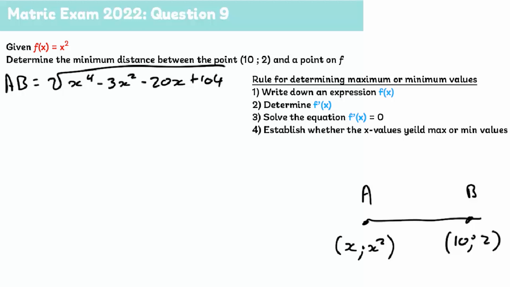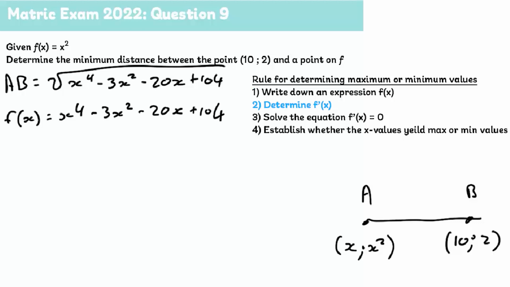These are two different functions. But just to be consistent with what's in the book, I carry on using f(x), which then represents the function of the distance between A and B. So at this point, we turn to the rule. Let's write down an expression of f(x). The formula for f(x) is equal to x to the power 4 minus 3x squared minus 20x plus 104.